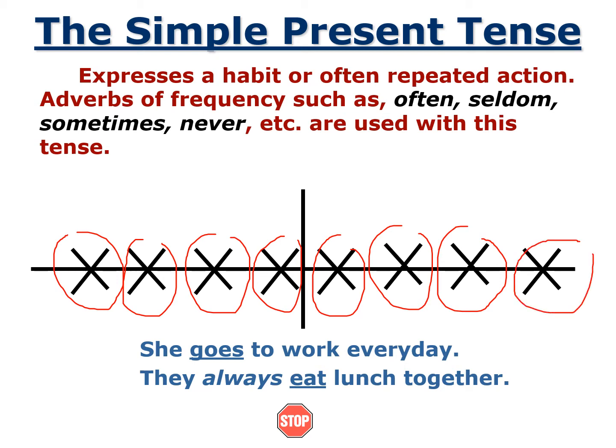Adverbs of frequency such as often, seldom, sometimes, never, always, etc. are used with this tense. So let's look at this example here. She goes to work every day, which means she goes to work on Monday, Tuesday, Thursday, Friday, Saturday, Sunday, I mean all the days. They always eat lunch together, so it's something that is repeated, and you see here an adverb of frequency, which means that it is a repeated action and it is a habit.